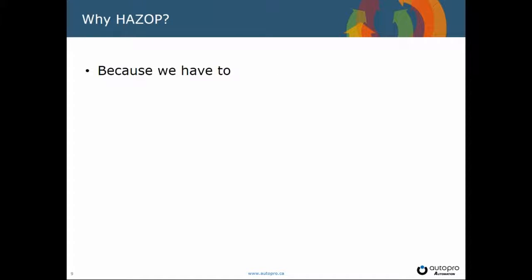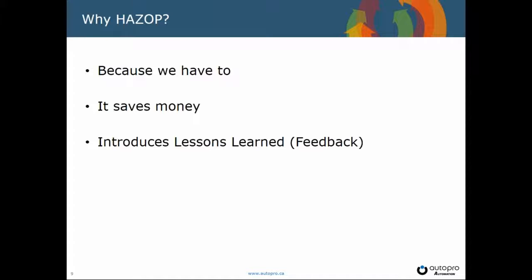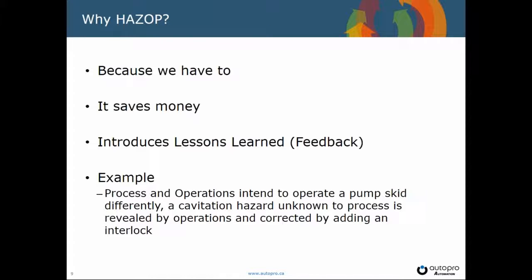So why do we CHAZOP? Well, in a nutshell, because we have to, or we really should. A lot of insurance companies are actually making sure that those are being done now. It does save money. It's a chance for operations to sit in on the CHAZOP sessions, provide feedback to the engineering and the design team, and provide some feedback and some lessons learned.